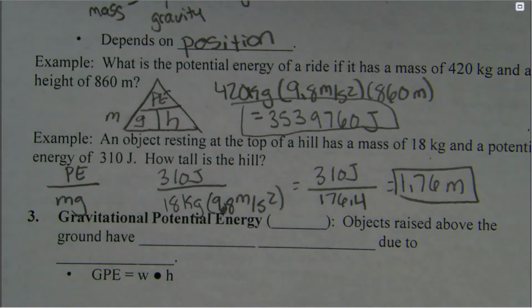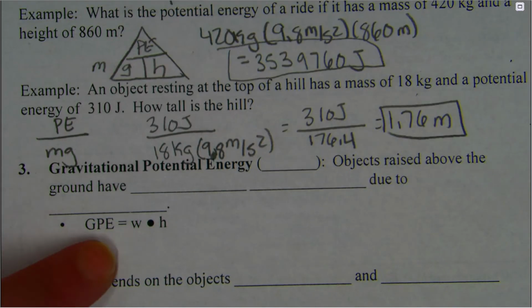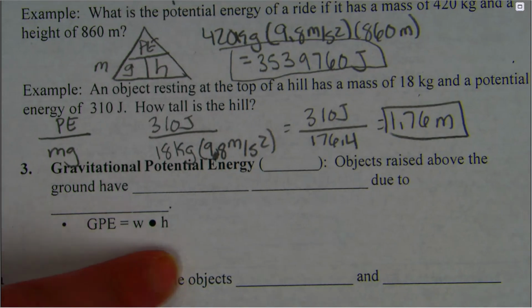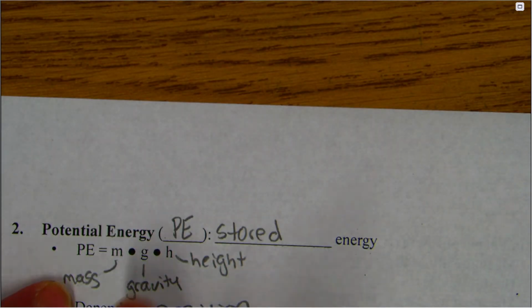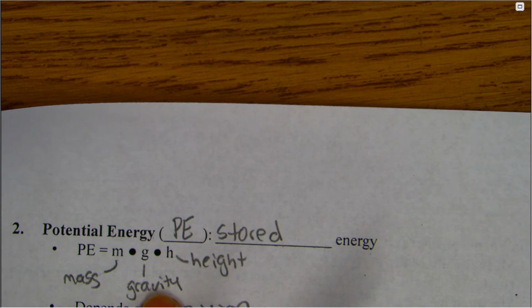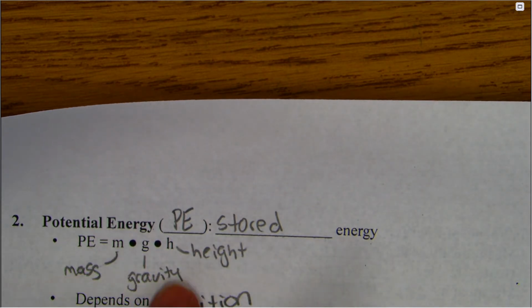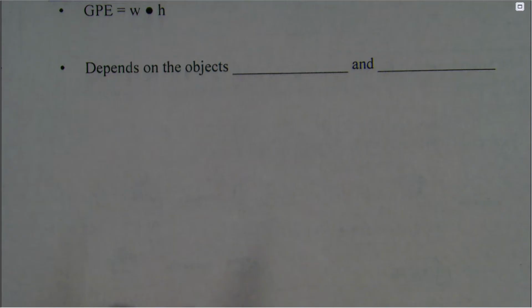Okay, so how does potential energy compare to gravitational potential energy? This is where we have weight times height. Weight is the mass of an object times the gravity. That is what is weight. Okay, so when we step on a scale and we get our weight, that scale is taking into account your mass and the gravity here on Earth.